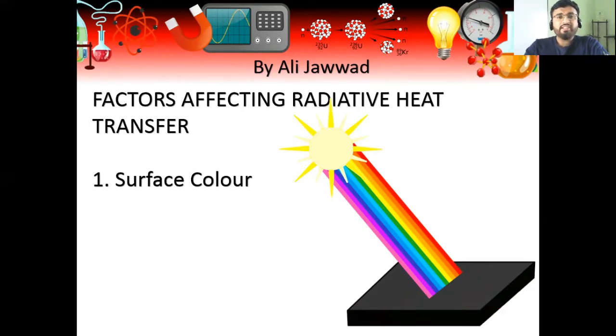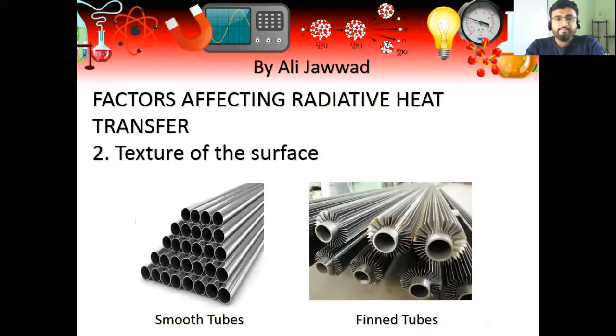So surface color is one of the properties which can affect the radiative heat transfer, and black bodies are considered to be the best absorbers because they are not reflecting any light. It means they are absorbing all parts of it. So the temperature of a black object kept in the sun may rise as quickly as compared to a white or shiny object. The second factor which affects the radiative transfer of heat is texture of the surface.